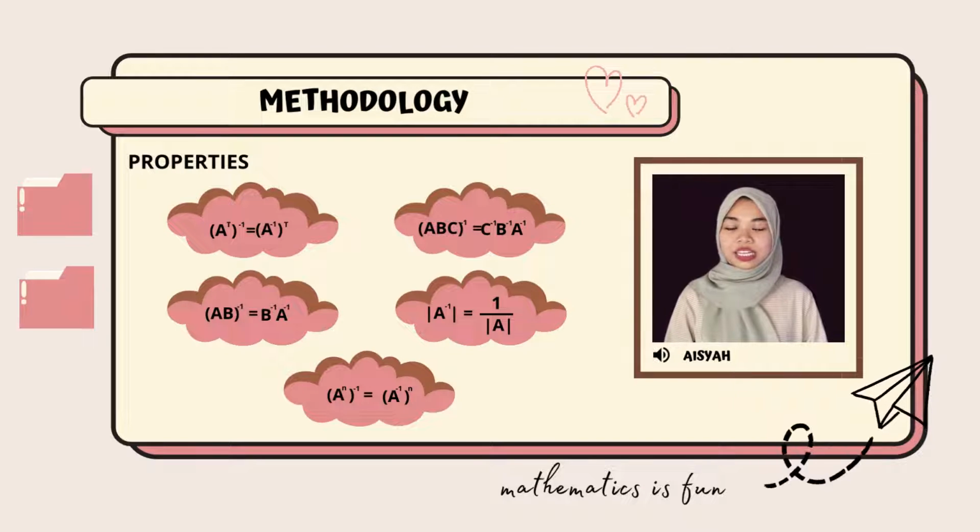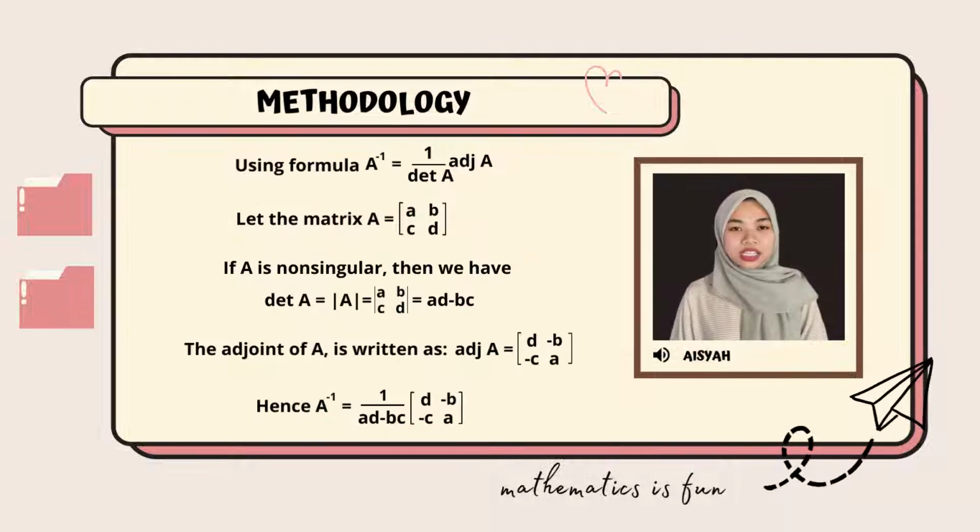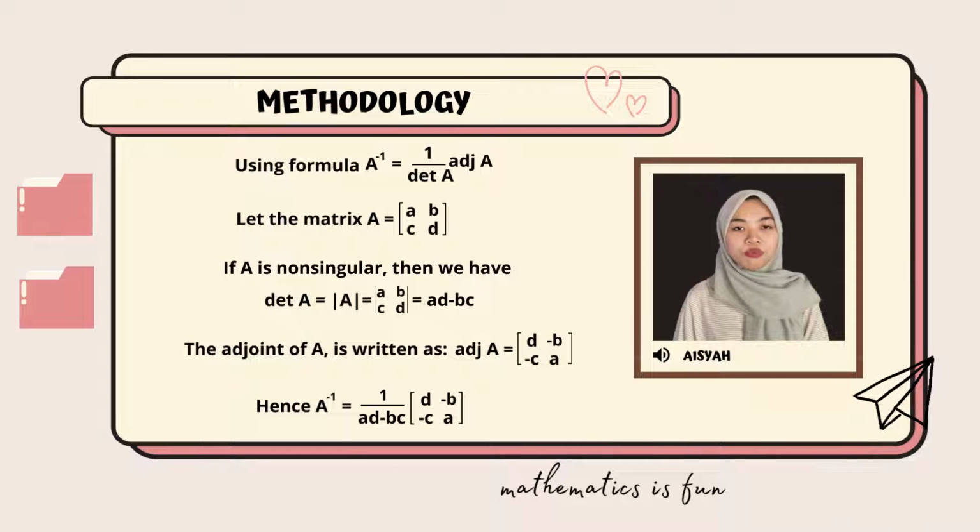Here are some properties of the inverse matrix. There are two methods to find the inverse. First, by using the formula. Let A equal the matrix A, B, C and D. If A is non-singular, then we have determinant A equals AD minus BC. Next, to find the adjoint of matrix A, first swap the places of the elements A and D. Then, multiply elements B and C by negative 1 and we get the matrix D, negative B, negative C and A. So, the inverse matrix A can be found by multiplying the adjoint of A by 1 over determinant A.